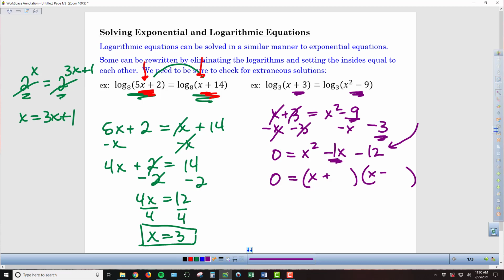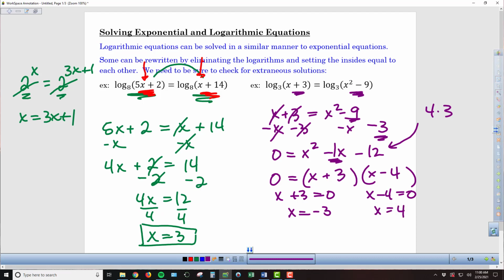So we're going to have 4 and 3 are the two numbers that will multiply to make 12, but have a difference of 1. And we need the 4 to be negative, so that when we add together negative 4x and positive 3x, we get the negative x in the middle. So now we take each of those factors and set them equal to 0. And so we get x equals, if we subtract 3 from both sides, we get negative 3. And then over here, if we add 4 to both sides, we get positive 4.